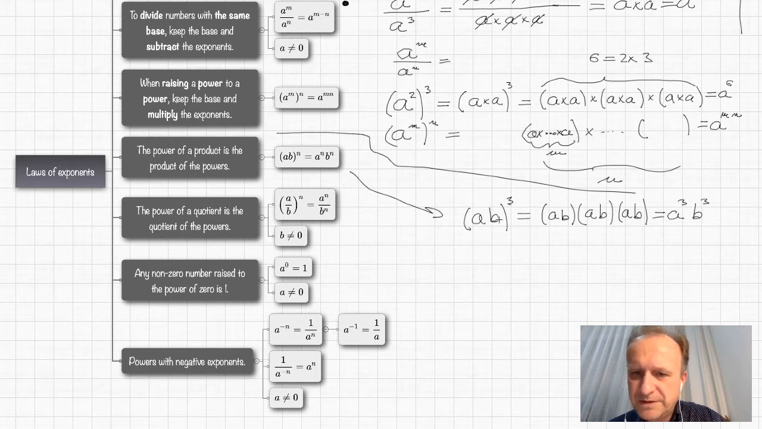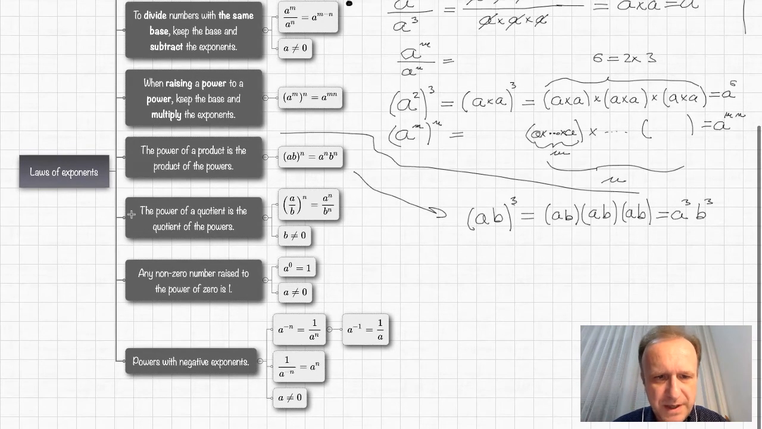When you have a product raised to the power of n, you end up with n factors of a using the definition and n factors of b, and therefore it has to be a to the power of n times b to the power of n. So this should be also easy to understand. On this particular example, it works the same for a general case of general value of n.